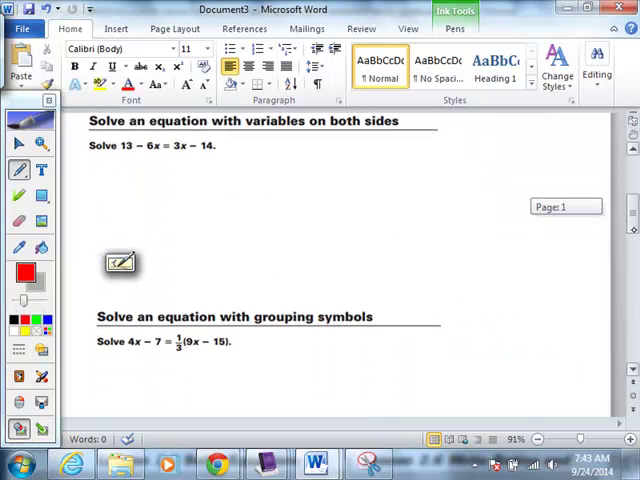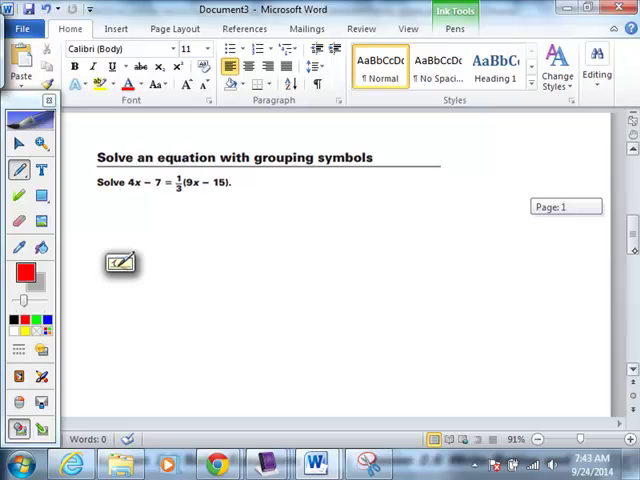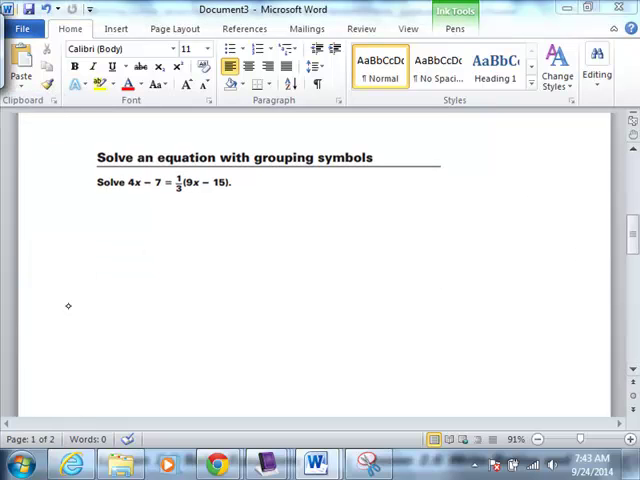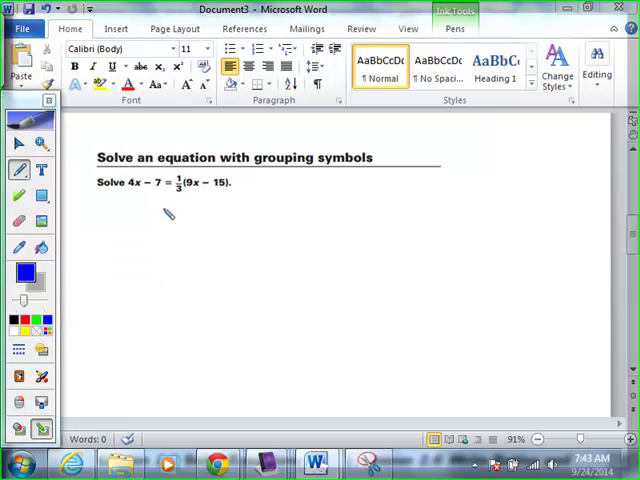Next, we're going to solve an equation with grouping symbols. In other words, we're going to solve equations that have parentheses. So this is what I was talking about. We need to go ahead and simplify this expression. Now I am going to distribute the 1/3, and the reason I'm going to do that is because both terms are divisible by 3, so it's pretty easy to simplify it that way. So a third of 9x is 3x. It's the same as saying 9x divided by 3. And a third of negative 15 is negative 5.